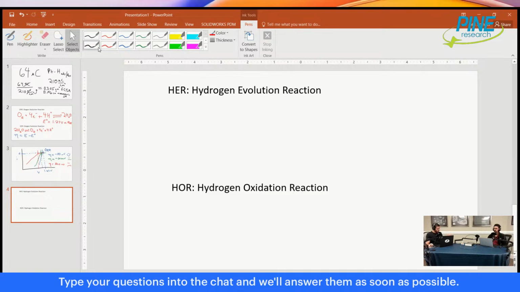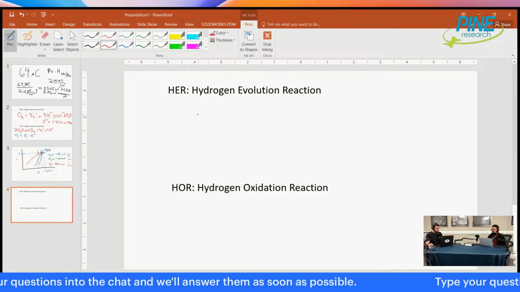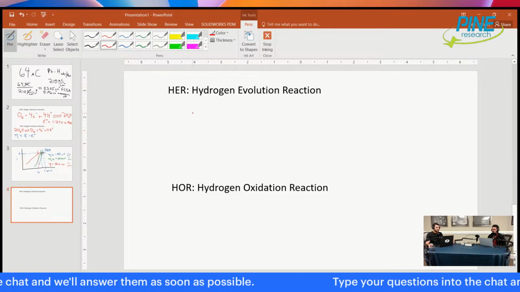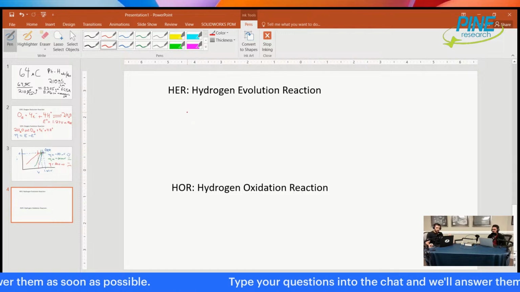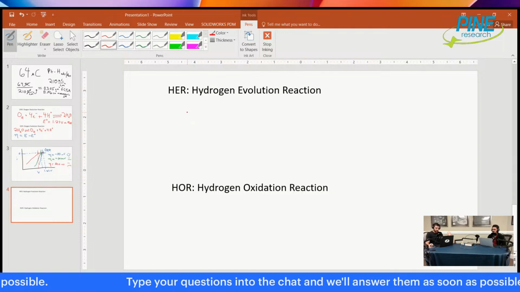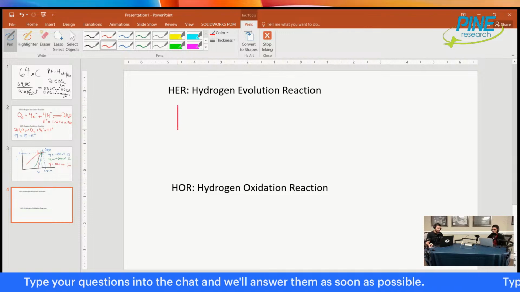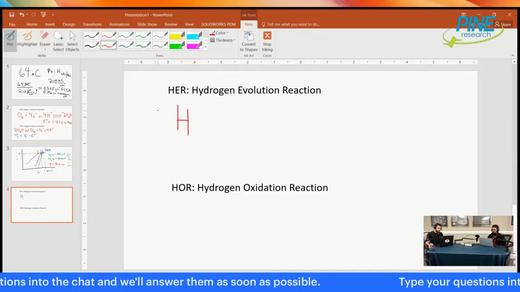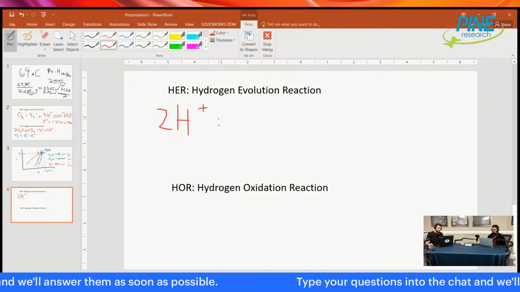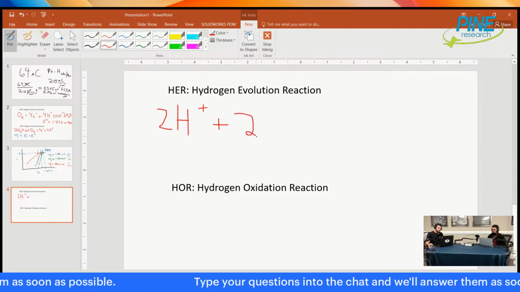Again, the other two reactions that you asked about, the hydrogen evolution reaction and hydrogen oxidation reaction, are a similar situation. They are one direction or the other, or the same reaction. So the hydrogen evolution reaction is basically 2 protons plus, what are my twos like?